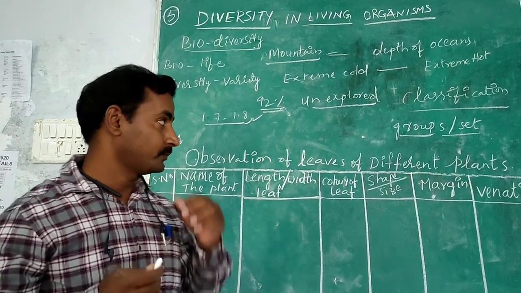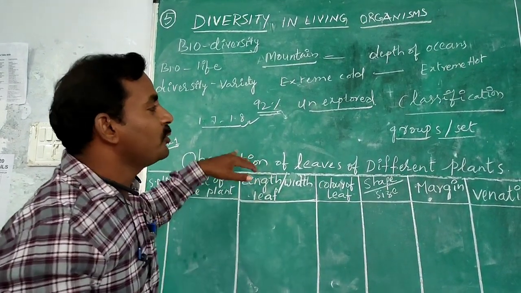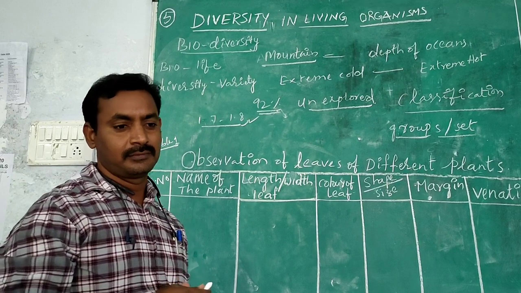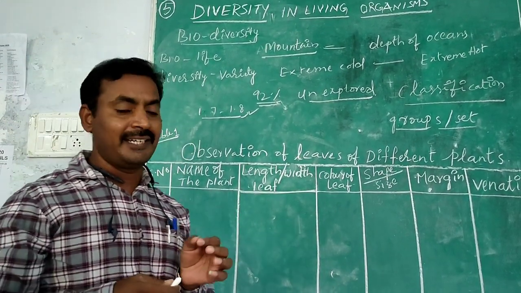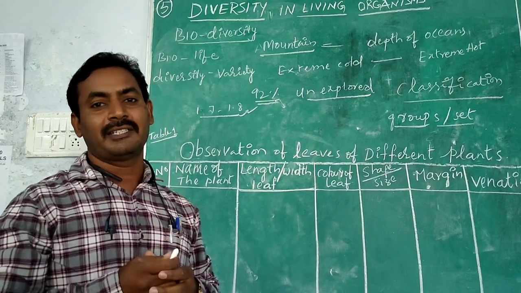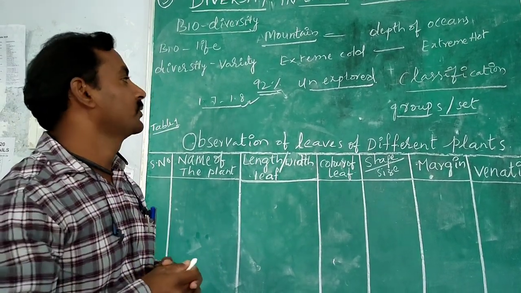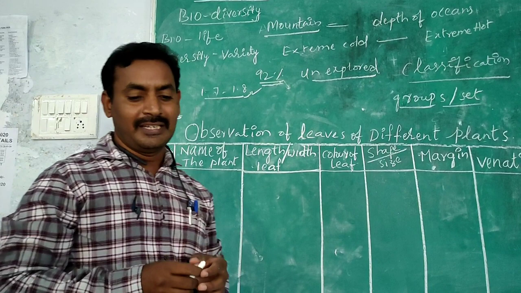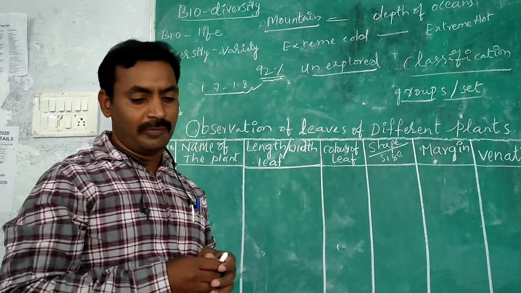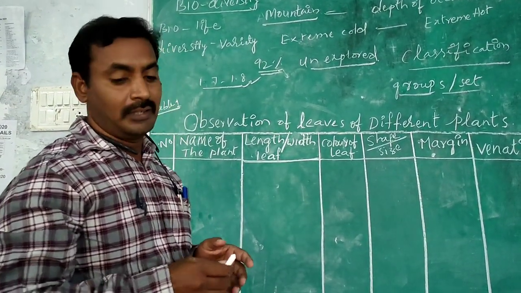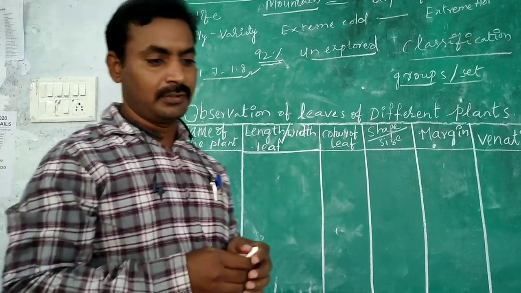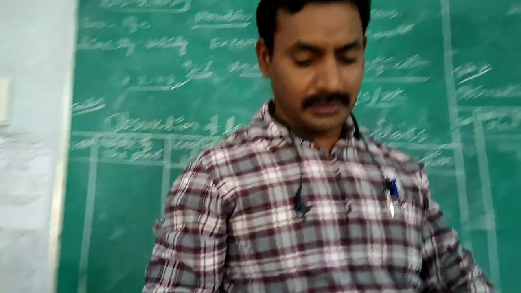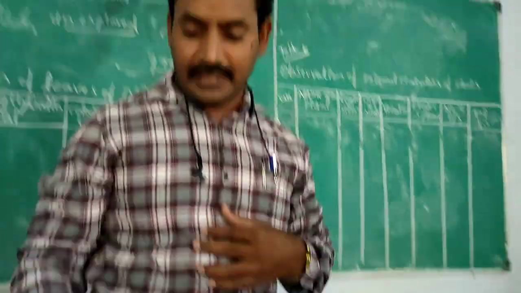Classify the organisms. First of all, for classification, we must need observation skill. So, dear students, here in the textbook, I hope you all are having textbooks. Some activities are given here. You see the textbook. The first activity is diversity in plants.